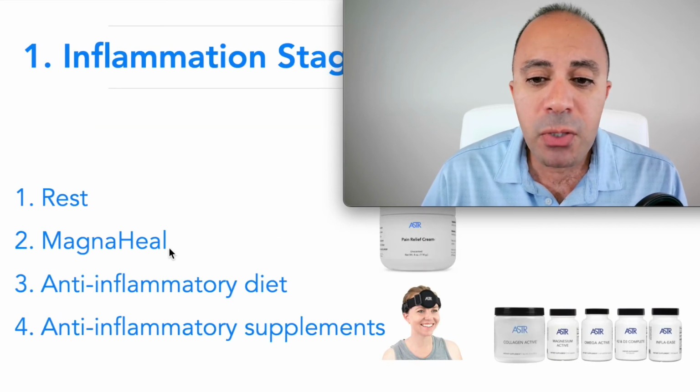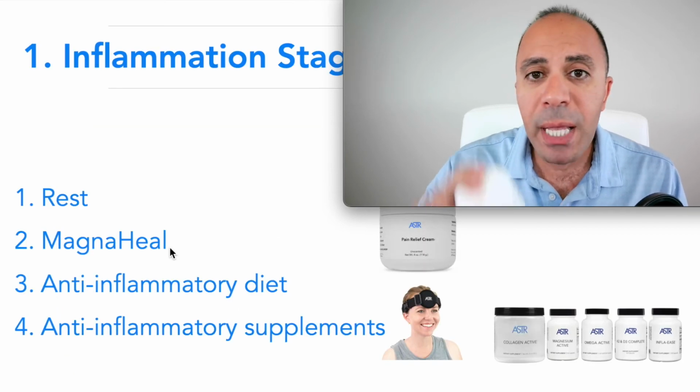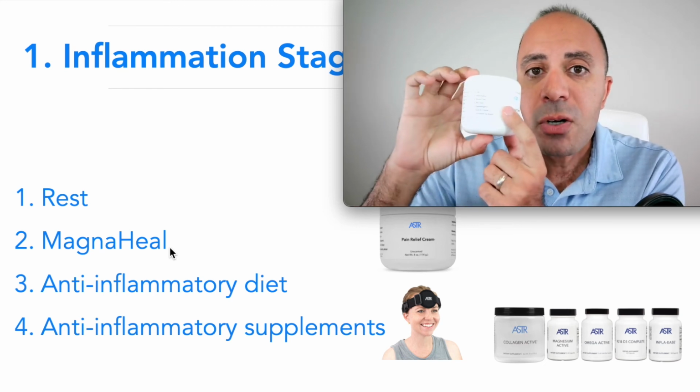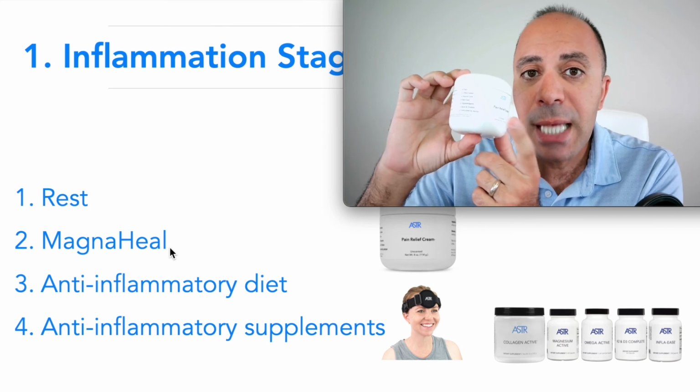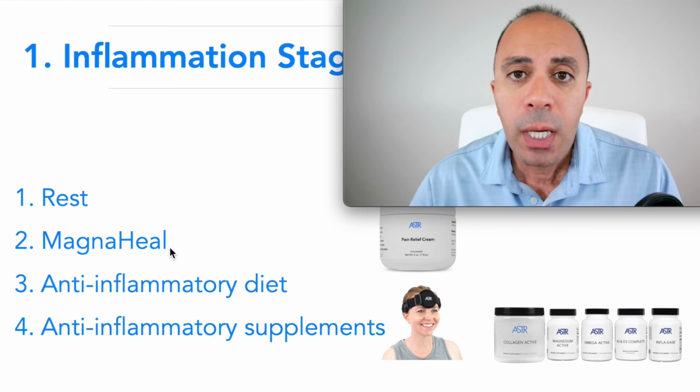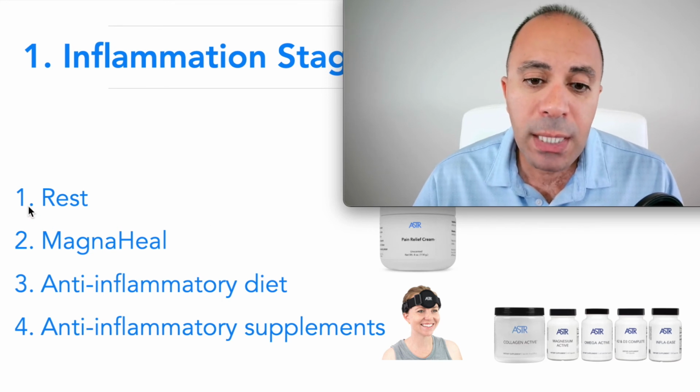And for moderate to severe inflammation, I also like to use the pain relief cream. That cream has vitamins, minerals, and herbs that actually help to decrease the inflammation. So I use it with the MagnaHeal 2 to work very fast to decrease inflammation.